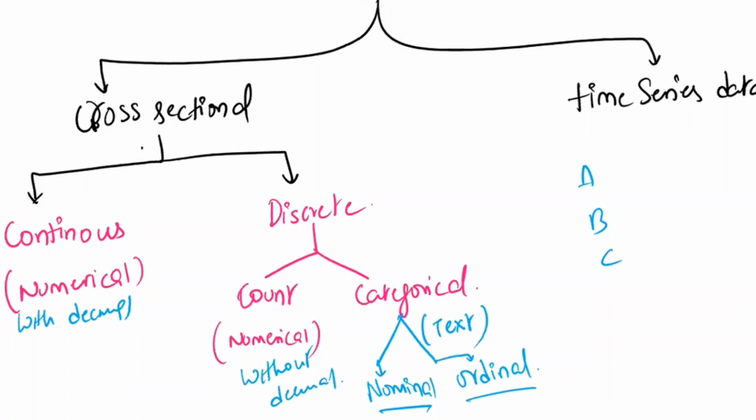Is that clear? Types of data. This is one of the most important topics in entire data science. Without this, you can't go further.